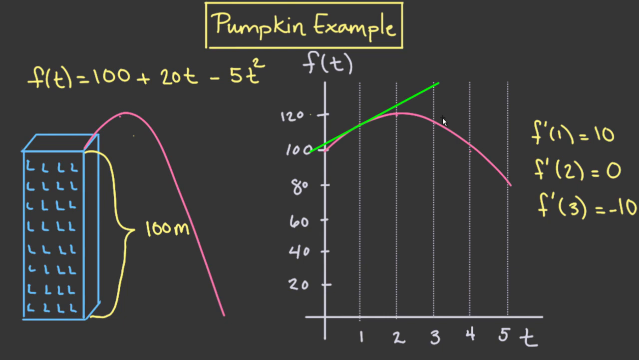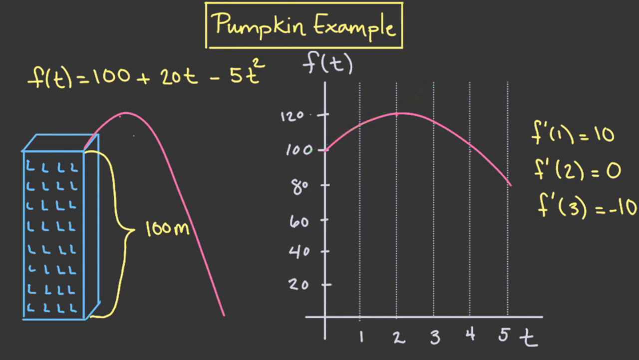At time t equals 1, this is the tangent line. What is the slope of this line? Well, the rise is about 20 meters over a run of 2 seconds, so the slope is 20 meters over 2 seconds, or 10 meters per second, which definitely agrees with what we computed before.